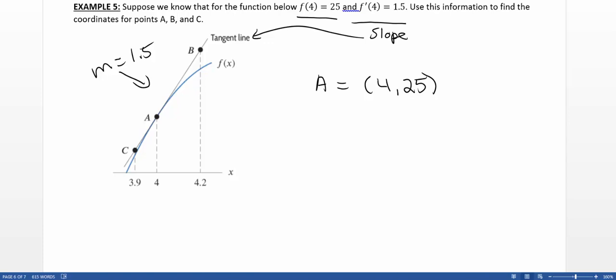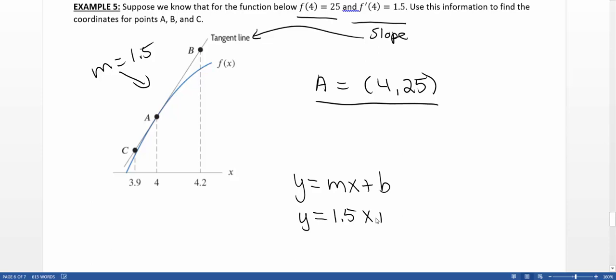So if we know the slope of a line and we happen to know a point on the line, we can actually use that to get the equation of the line. So remember, the equation of a line is y equals mx plus b. Here we know the slope, which is m, right? So we have y equals 1.5x plus b. And if we want to solve for b, we can use the one point we have, because if you have any point on the line, then you're going to know how to solve for b.